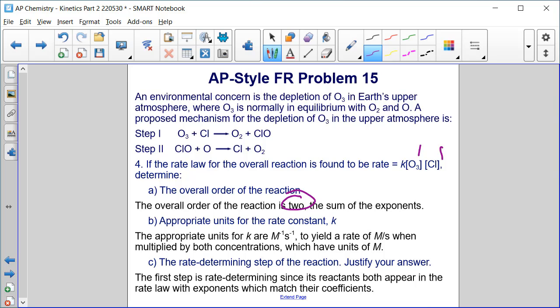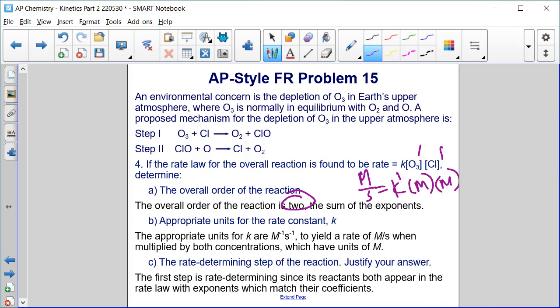B, the appropriate units for the rate constant K. The units are molarity to the -1, seconds to the -1, to yield a rate of molarity per second when multiplied by both concentrations. So the rate is molarity per second. Then we have K, and then this is molarity, and this is molarity, right? So what does this K have to be in order for this side to equal molarity per second?